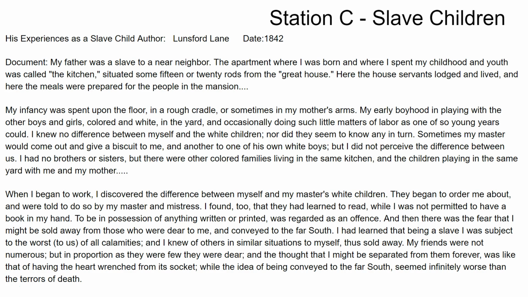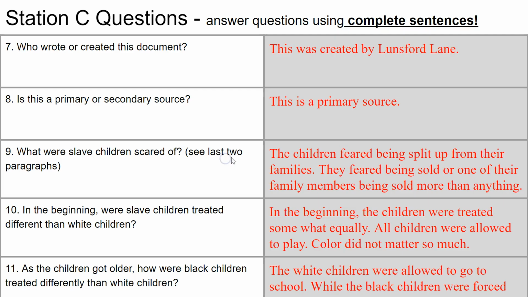Now Station C was the experiences of a slave, and it was written by Lunsford Lane in 1842. So this was a slave. He eventually escaped, but he wrote his experiences as a child in slavery, and it wrote some interesting things. So Lunsford Lane was a slave, eventually got his freedom, learned how to read and write, and he wrote his experiences of being a slave as a child, and it's kind of interesting.